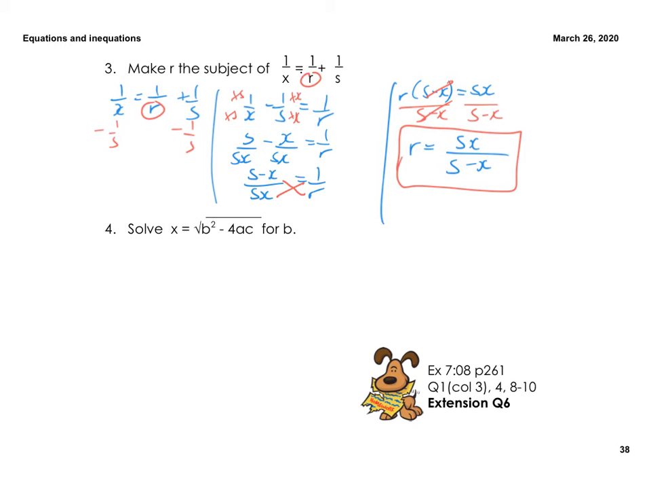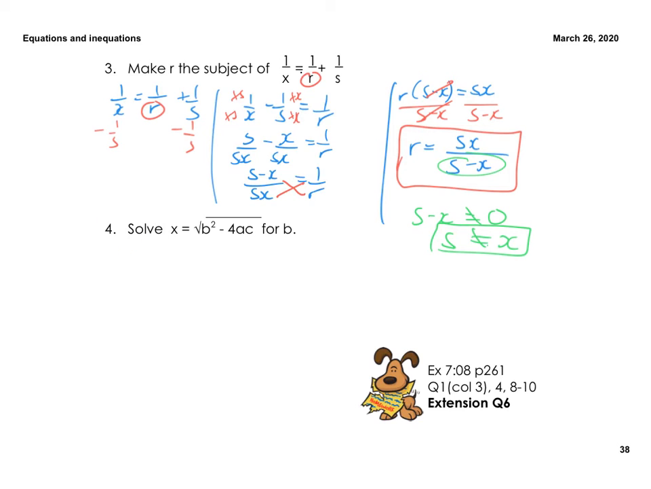That's tough. Now my final restriction. Obviously this cannot equal 0, which also means s cannot equal x. Because if these were the same, then you'd get 0 down here, which obviously wouldn't work. So that's my answer. Well, that's my answer there, but that's also my restriction.